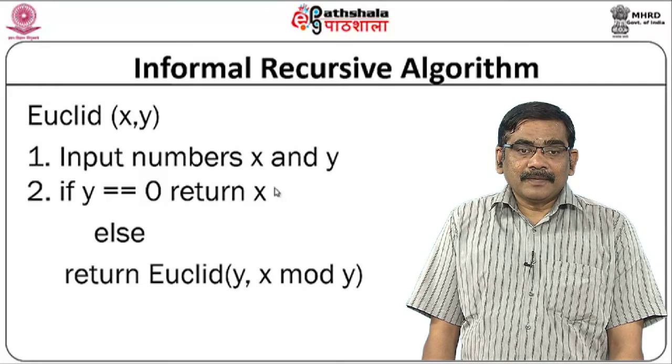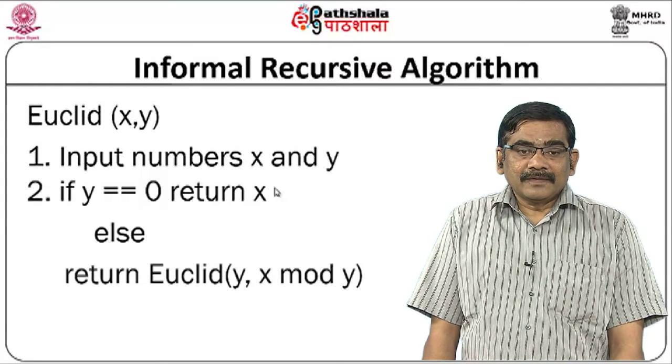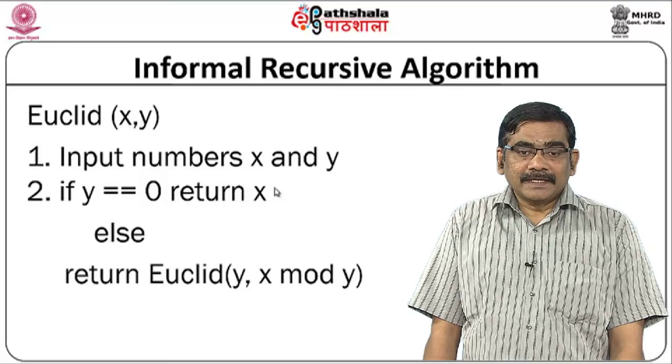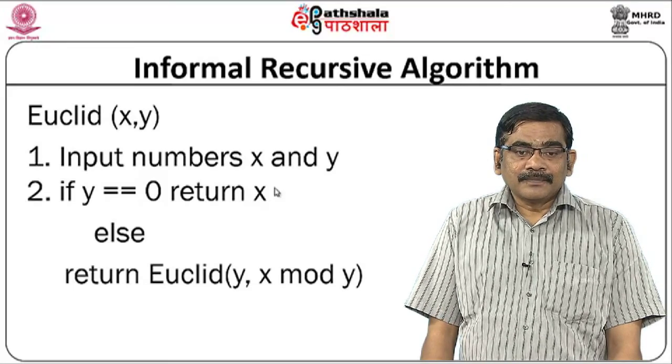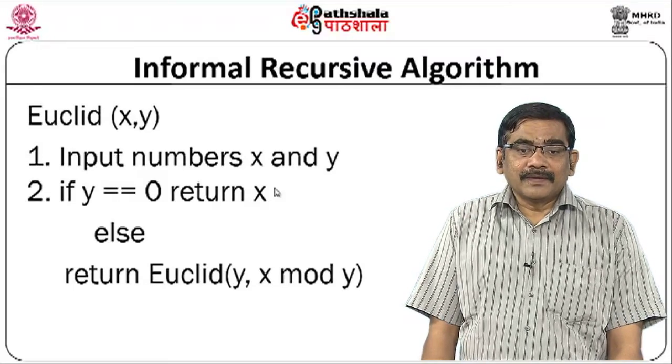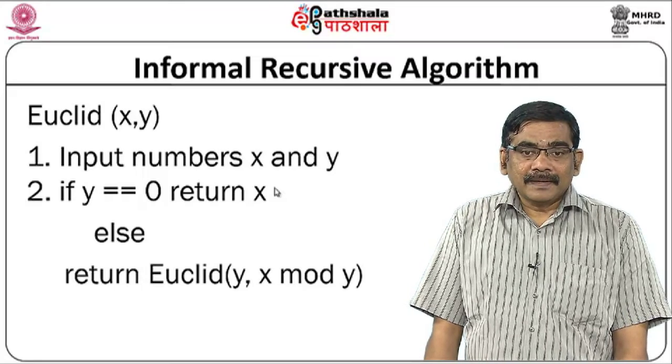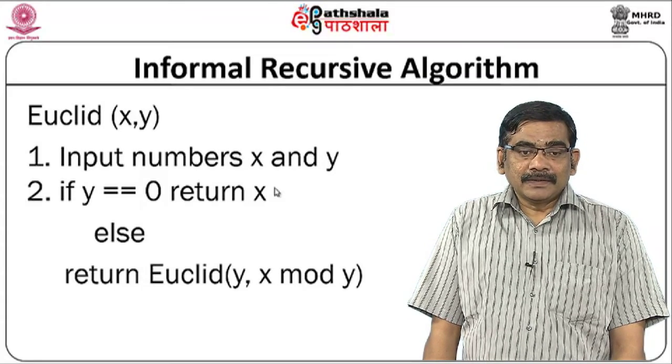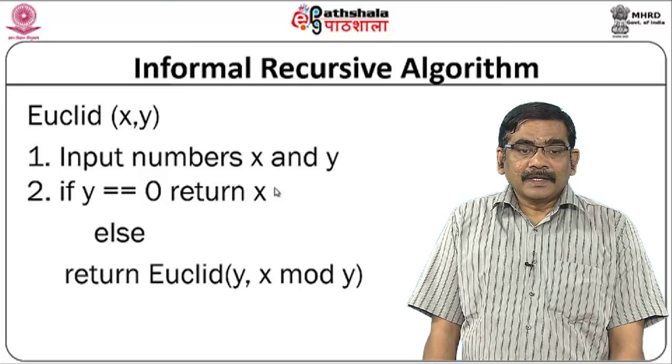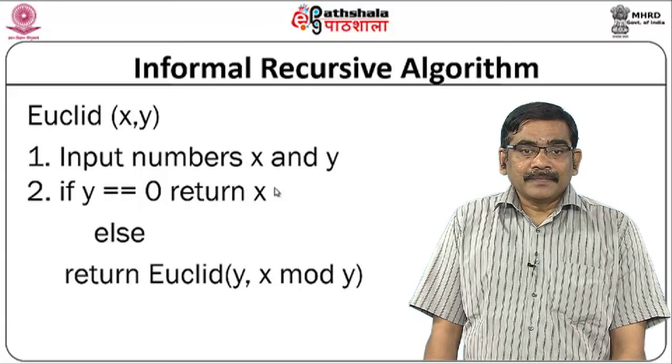Euclid(x, y): you can see very well that if y is going to be 0, return x, otherwise it is going to be Euclid of y comma x mod y. So, this is going to be repeated till we get the answer.